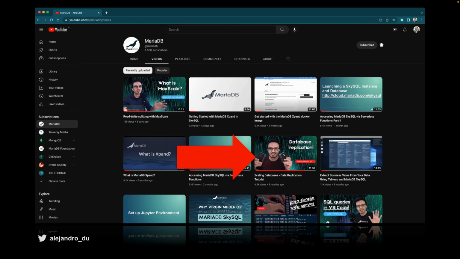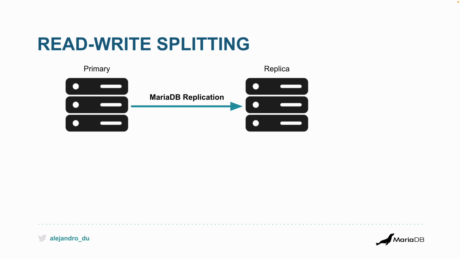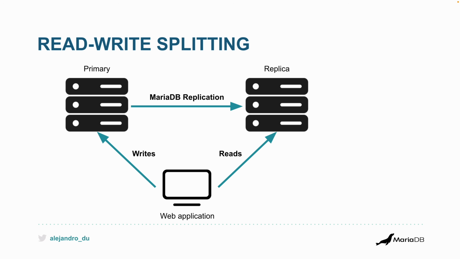If you want to learn how to configure this or the details on how it works, there is a video on the official MariaDB YouTube channel, Scaling Databases Data Replication Tutorial, that I can recommend, where I explain exactly how to configure all this stuff. Once you have that, your application, for example a web application, can send the writes to the primary and the reads to the replica. So now the primary doesn't need to run queries, just updates and inserts.